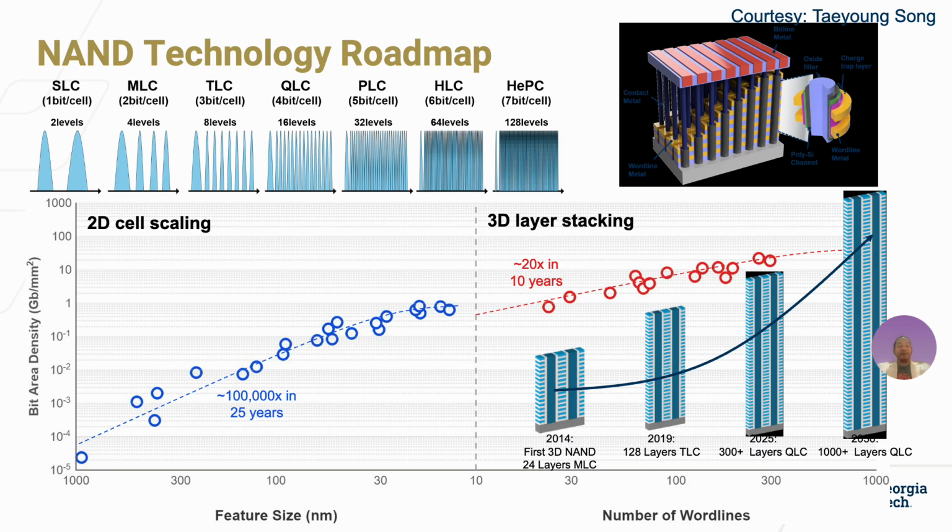Look at the pace. The first 3D NAND had 24 layers in 2014. By 2019, it was 118 layers, and today it is around 300. And the roadmap points to more than 1,000 layers by 2030. Altogether, that is roughly a 100,000-fold increase in storage density over 25 years. The lesson: when one path runs out, this industry finds another.